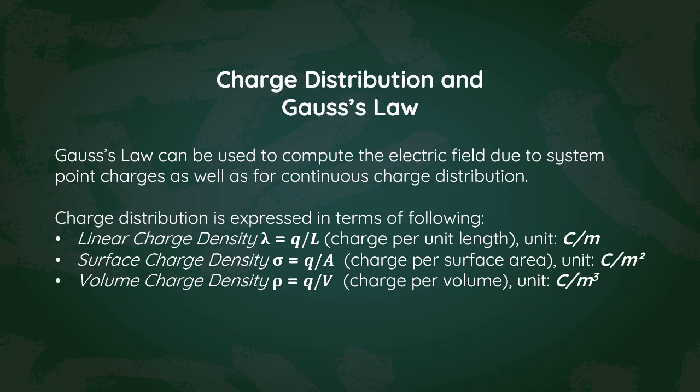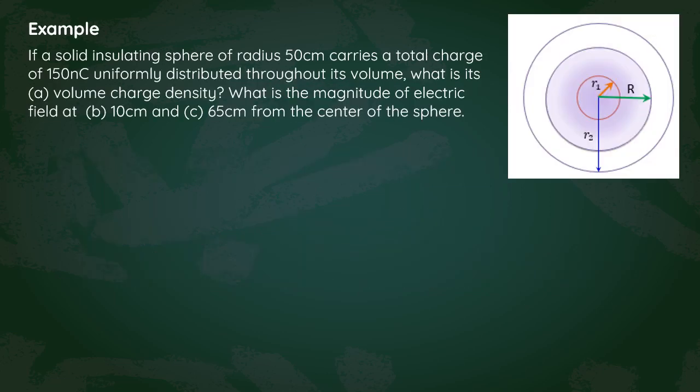So let's have here an example. If a solid insulating sphere of radius 50 centimeters carries a total charge of 150 nanocoulombs uniformly distributed throughout its volume, what is its A, volume charge density? B and C, what's the magnitude of the electric field at 10 centimeters and 65 centimeters from the center of the sphere?